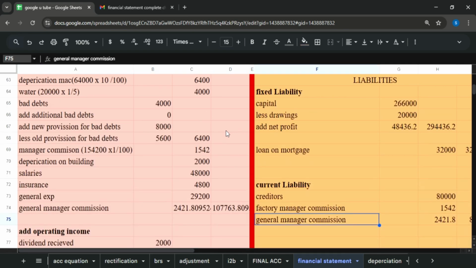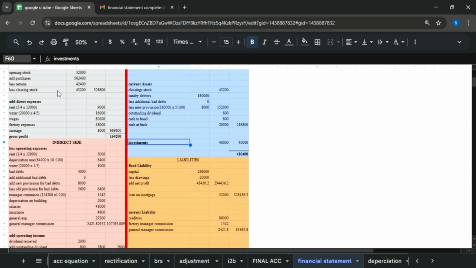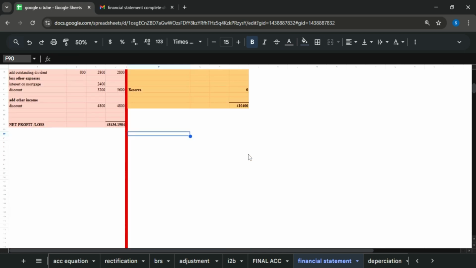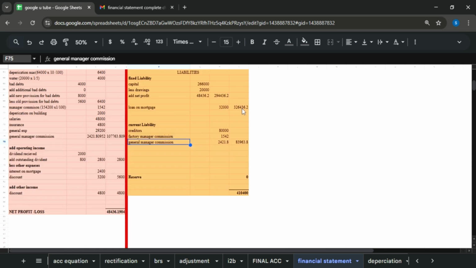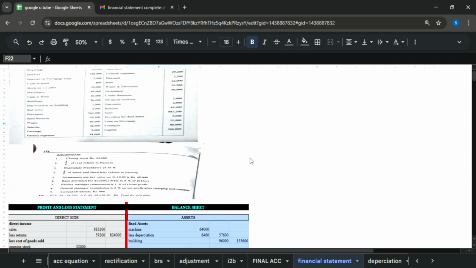So there were four parts. I am going to zoom out. Here were your four parts. Look, this was your indirect side, this was your liability side, and this was your direct side and asset side. 410,400 and 410,400, balance sheet is equalized. Answers gross profit, net profit match. In this way this question has been completed.